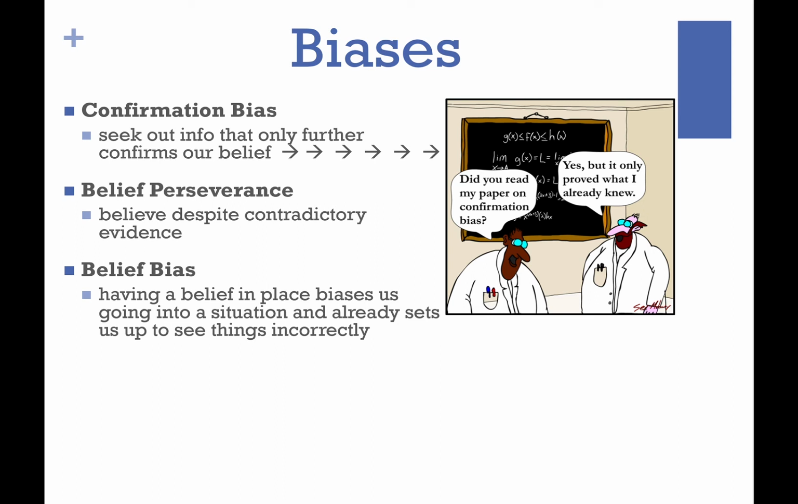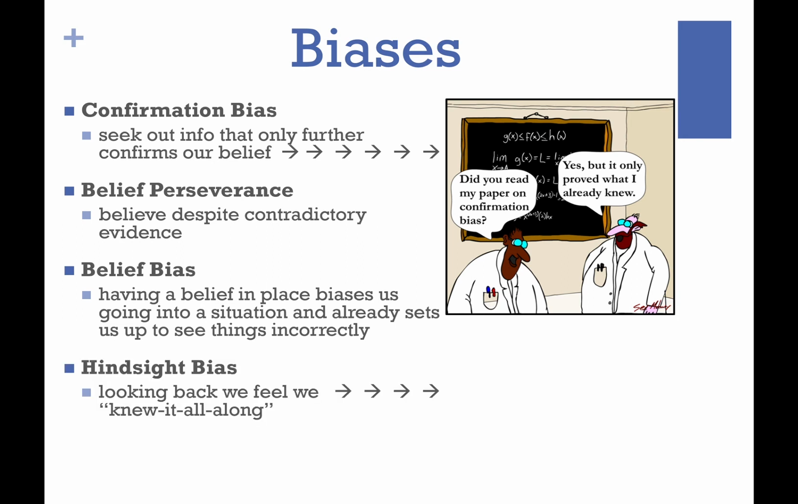Belief bias is different. Having a belief in place biases us going into a situation that already sets us up to see things incorrectly. So for instance, it's not the same thing as belief perseverance, because belief perseverance is a refusal to change your mind. But belief bias is similar to confirmation bias, because you go into a situation already predisposed to believe something is true. So you kind of have a belief or a bias, and something's really going to have to be ground or let's say earth-shaking to change your mind.